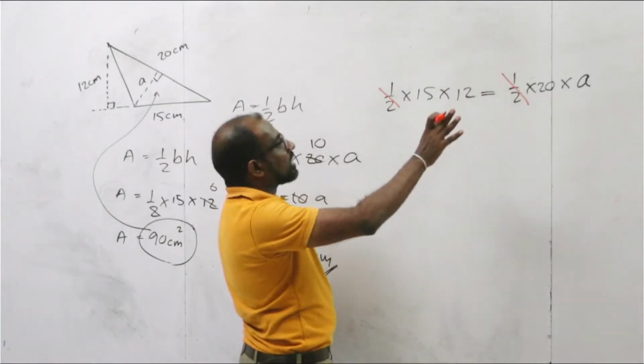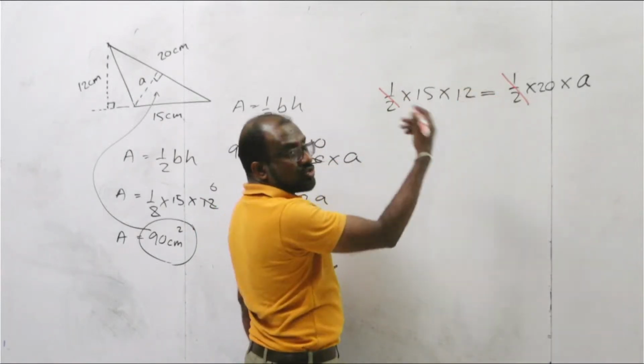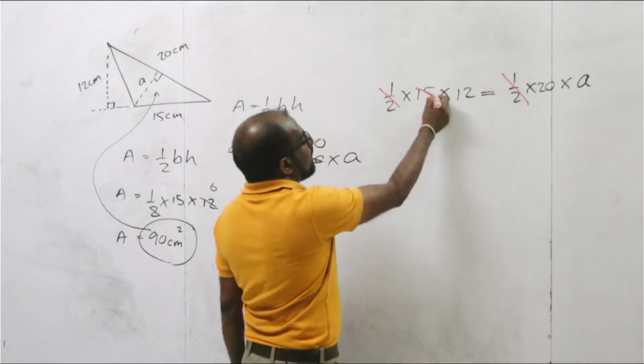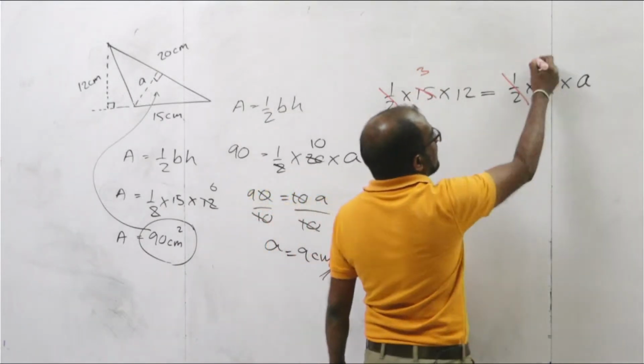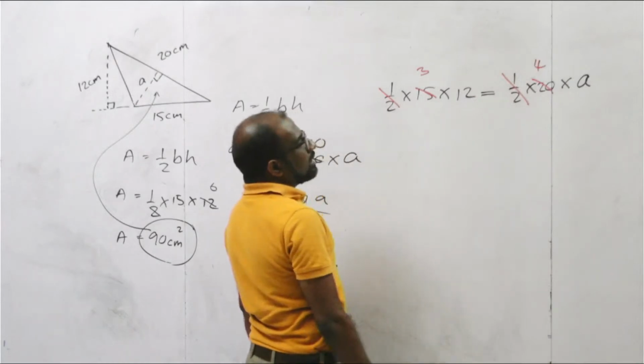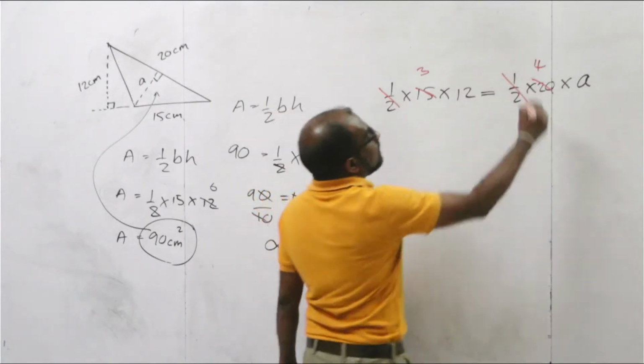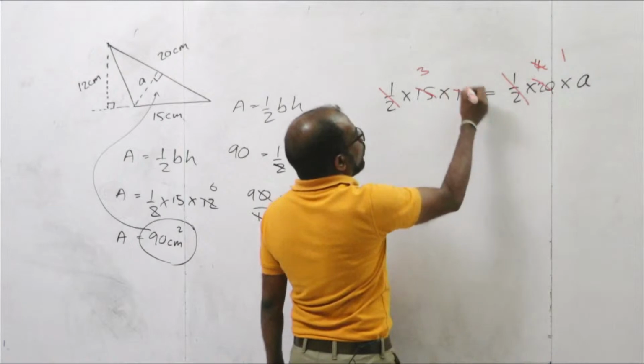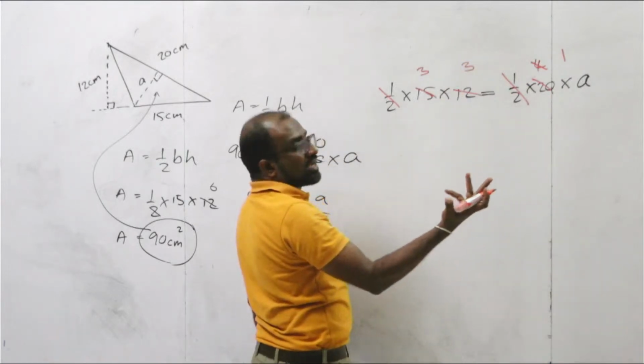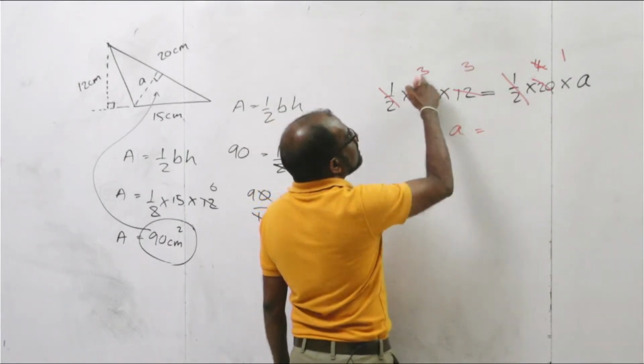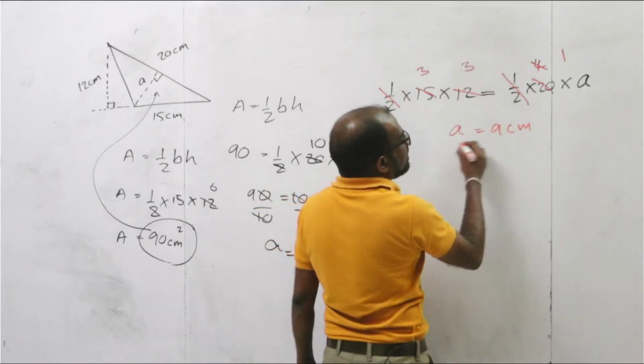Simplify. 15, 20. Both sides you can divide by 5. 5 times 3, 5 times 4. Again, both sides you can divide by 4. 4 times 1, 4 times 3. A equals 3 times 3, 9 centimeters.